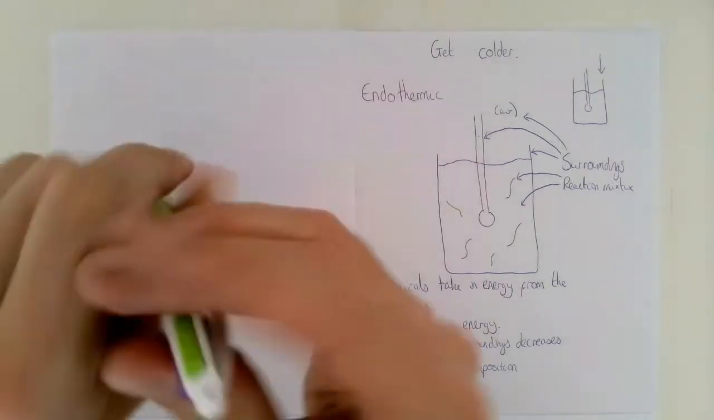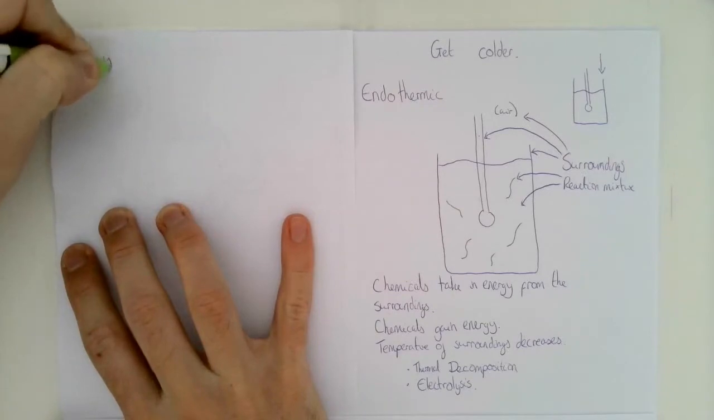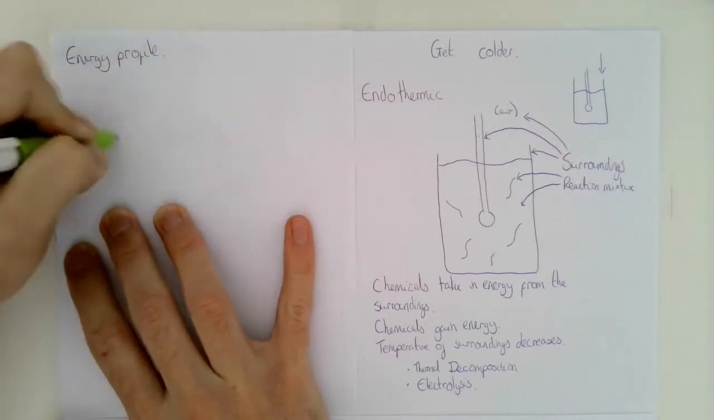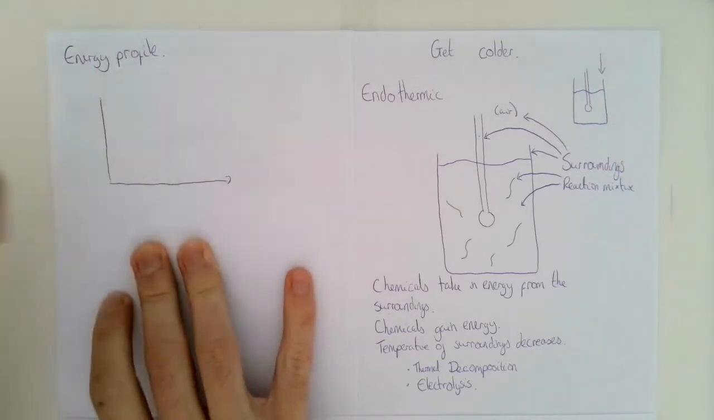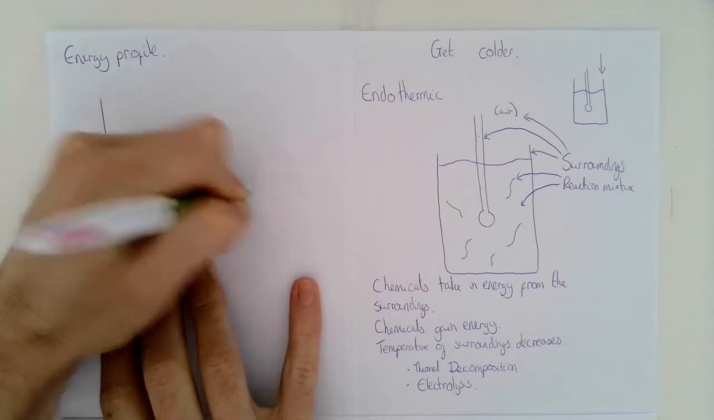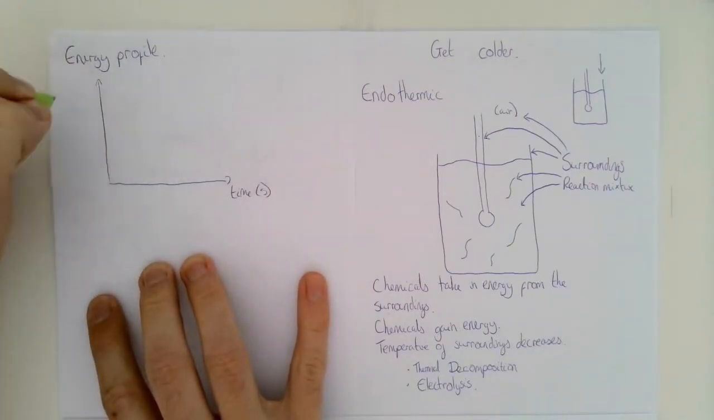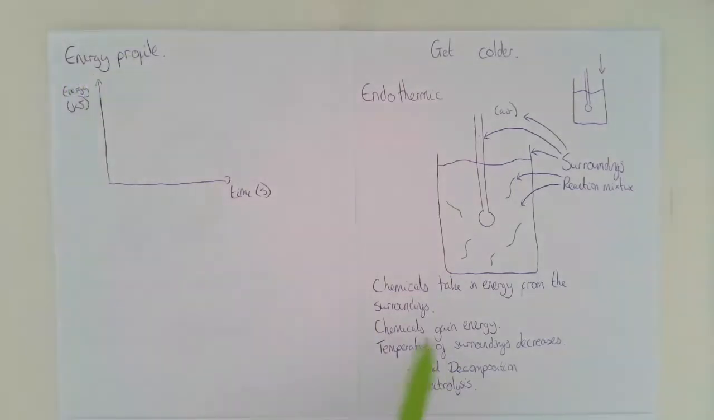So an energy profile for an endothermic reaction. Same axes: you're going to have time on your x-axis, let's do it in seconds again, and energy on your y-axis in kilojoules. The chemicals take in energy from the surroundings, the chemicals are gaining energy.